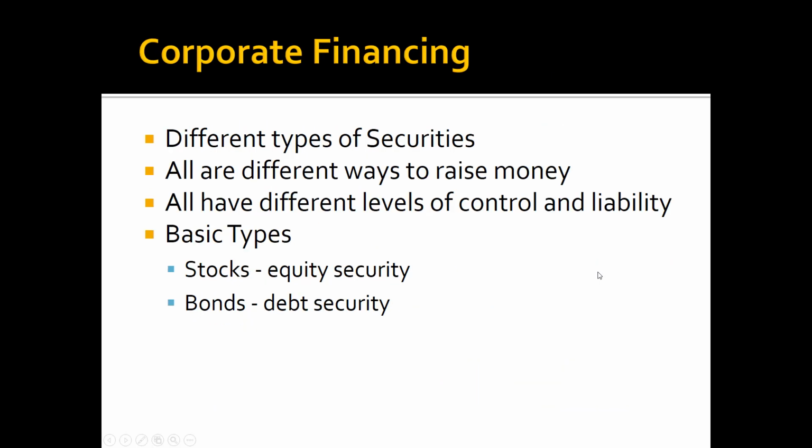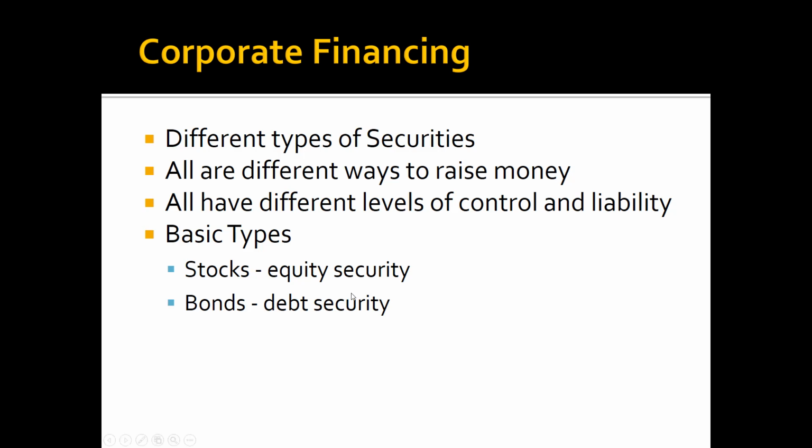All right, let's talk about the different types of corporate financing. Where do corporations get their money to start? There are different ways you can raise money, but there are two basic broad terms. We talk about equity or debt. Now, equity is a share of stock, 99 times out of 100. Debt is a bond, 99 times out of 100.